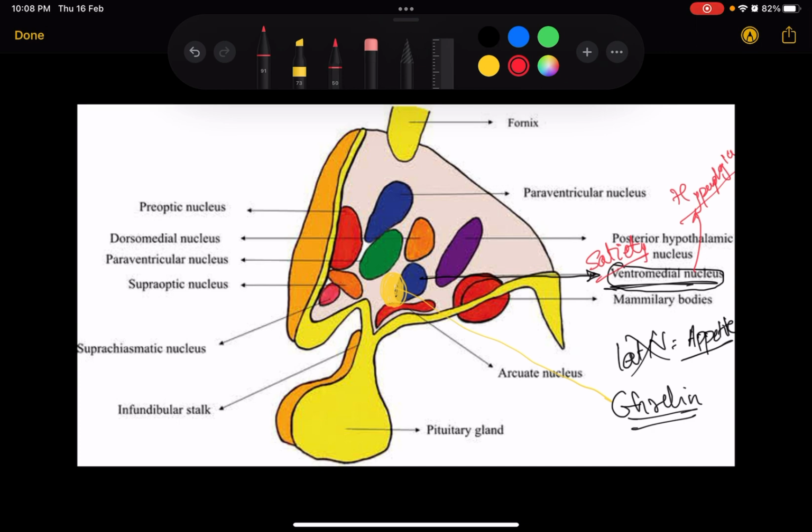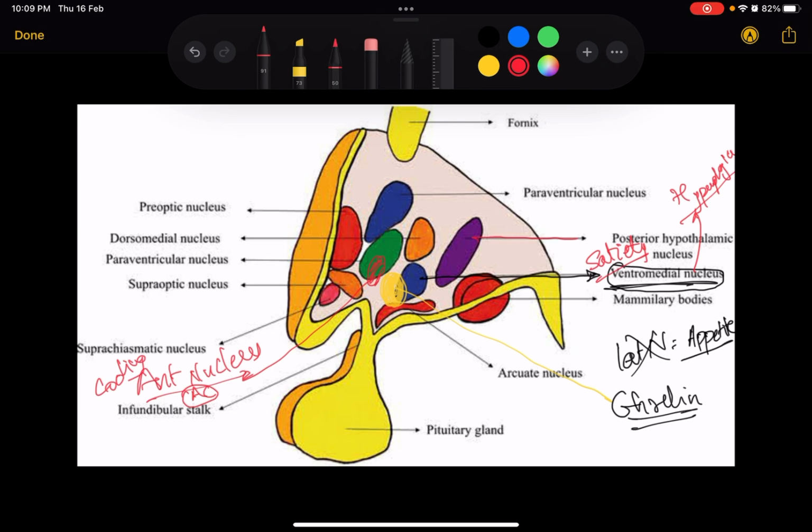All right, let's go to the next nuclei. There is the anterior nucleus, and the anterior nucleus lies anteriorly, so it would be somewhere out here. The way I remember the anterior nucleus is AC, air conditioner. So it's associated with the cooling effect. Correct, it's associated with the cooling effect.